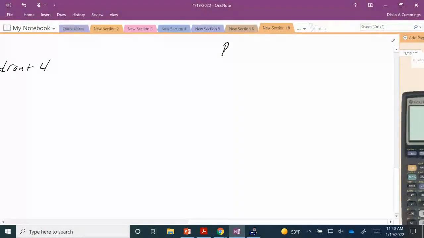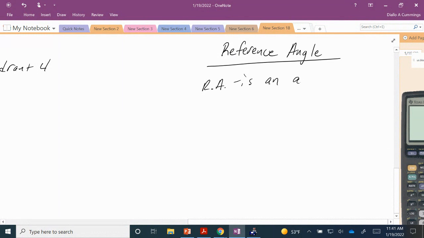So a reference angle, in a nutshell, is an acute angle. That's all a reference angle is. Based on our definition, an acute angle is just an angle that measures between 0 degrees and less than 90 degrees. So whenever you're asked to find a reference angle, you're simply asked to find an acute angle.